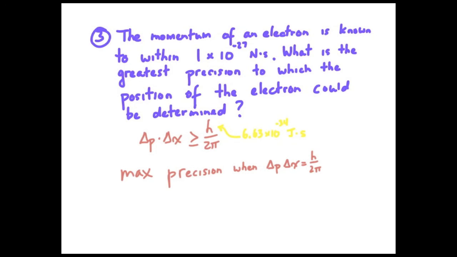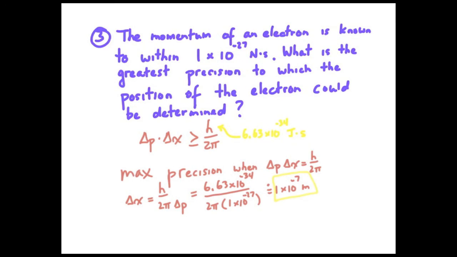And now we just solve for position, which is delta x. And we get delta x equals 1 times 10 to the minus 7 meters. So that's how precisely you could know the position. There's no way it could be measured any more precisely than that.